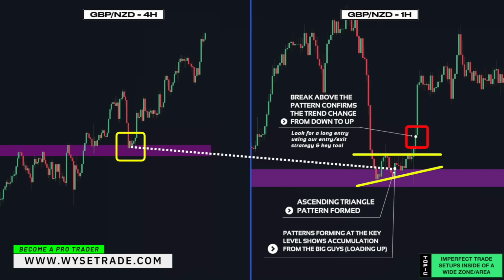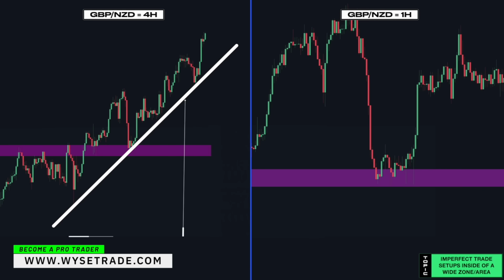Now, here's a bonus technique. Place a trend line below the moving trend of your current long position, and if it breaks, you should know what to do next, if you're a WiseTrade member. Let's show this again.